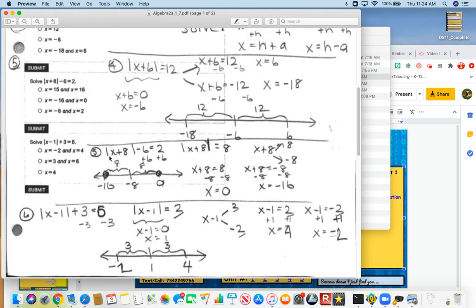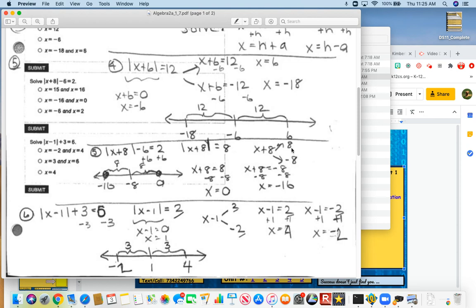Here's another equation. The absolute value of x plus 8 minus 6 equals 2. So this one's a little bit trickier. Before you can actually solve this, you need to move this constant term to the other side. So to do that, you want to add 6 to both sides. So that becomes the absolute value of x plus 8 equals 8. Then you proceed as you did above.